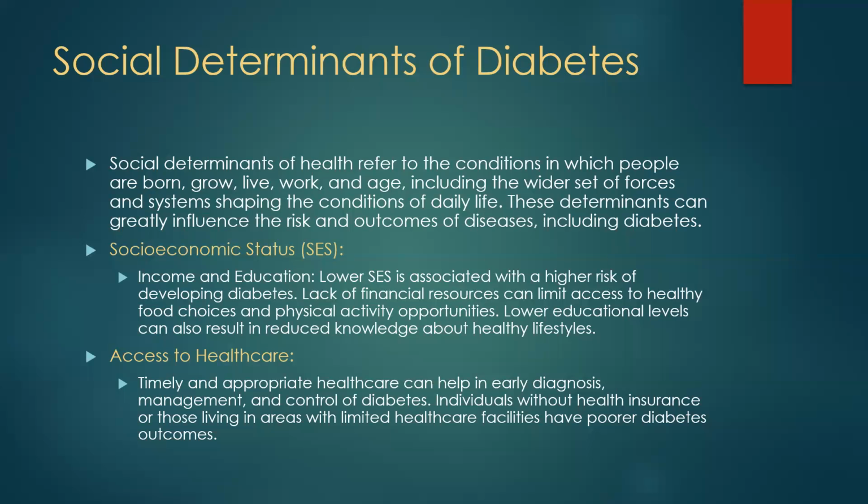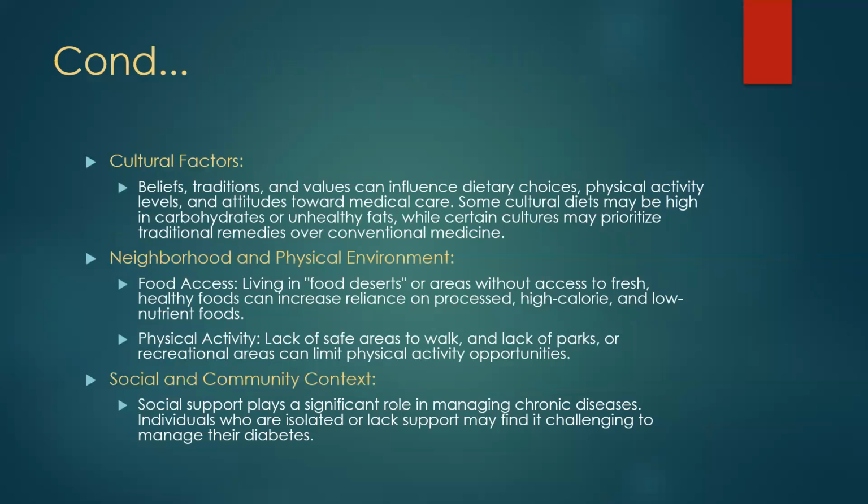So there are many things here. Timely and appropriate healthcare can help in early diagnosis and management. That's why I said, diagnosis and then there will be management. Before diagnosis, we can go for prevention. Cultural factors, beliefs, traditions, and values can influence dietary choices. Some people eat red meat, or some people eat white meat. Some are vegetarian. Some people consume more oil in their food, like South Indian people or South Asian people. Then there is their attitude toward medical care. Some people cope with diabetes very easily because they are religious. So how do we include these factors in that?